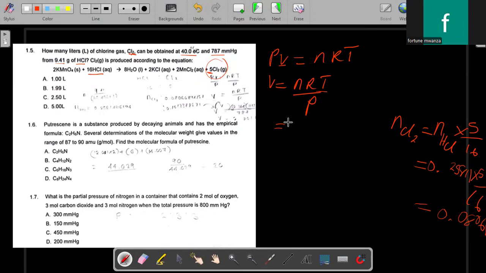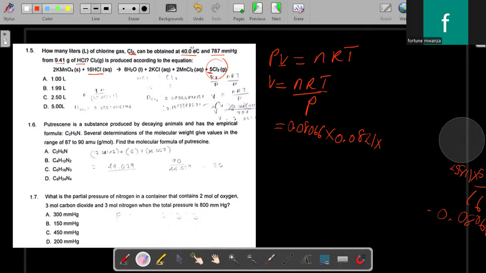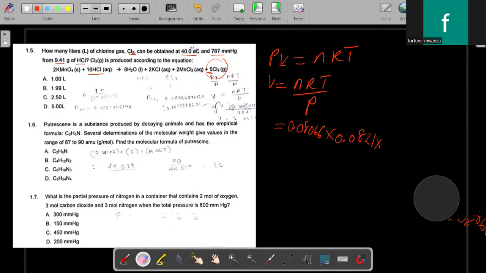So I can now simply put it in my equation there. I have the number of moles, which is 0.08066, times the gas constant I'm going to use, which is 0.0821, then times the temperature. The temperature has been given as 40 degrees Celsius, so I simply add 273.15 to get my temperature in Kelvin.